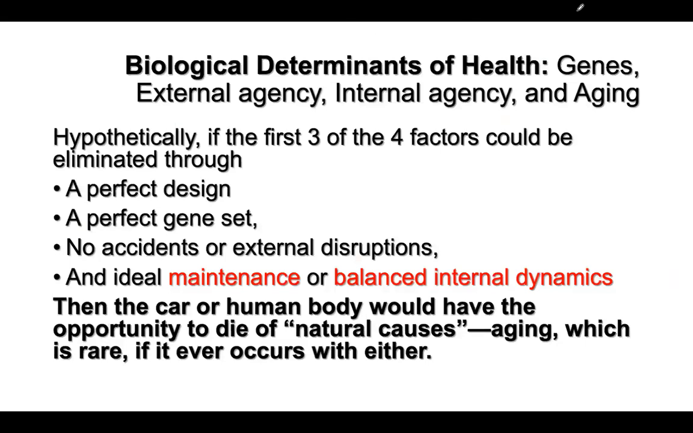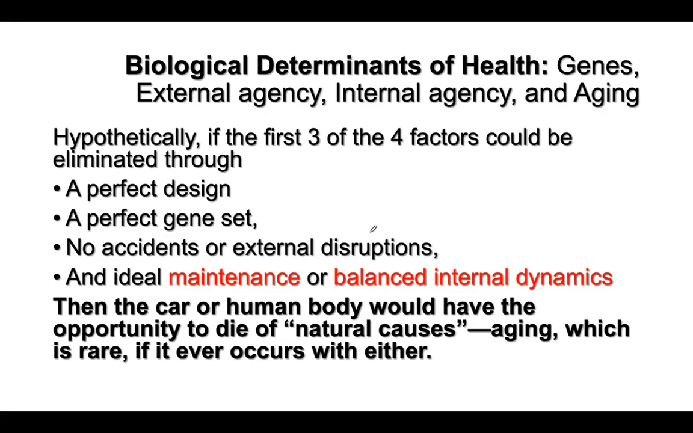Brilliant. Thank you. I'm now going to take you to the last part of my presentation, where I'll give you other specific examples of biological determinants of health in terms of genes, external agency, internal agency, and aging. Hypothetically, the first three of the four factors, the genes, external agency, and internal agency, could be eliminated through a perfect design. So could we have a perfect gene set, no accidents and external disruption, and an ideal maintenance, the balance of internal dynamics?